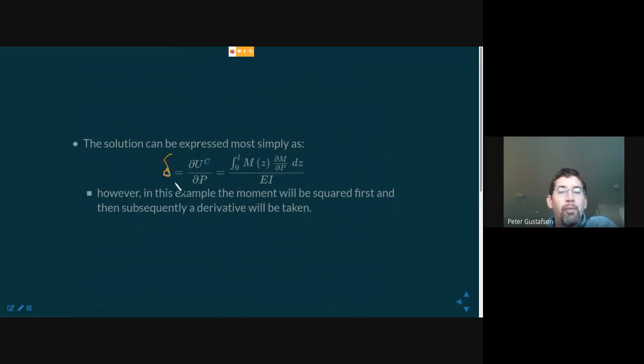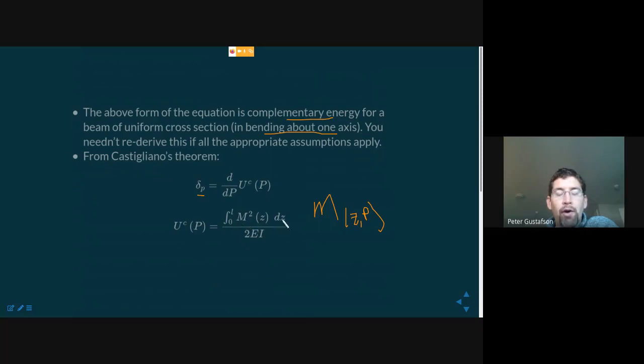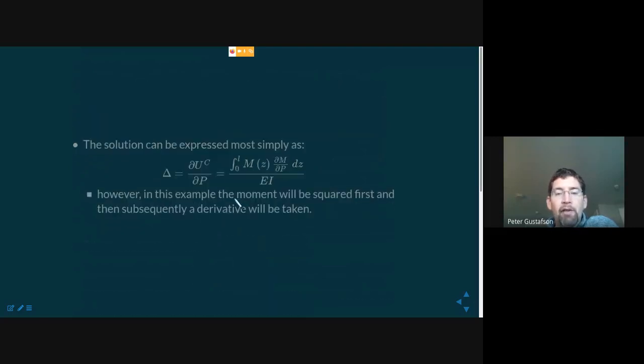For some reason, I got a typo. This would be delta, not capital delta, lowercase Greek delta, is equal to partial U_C partial P of the integral of... So here what I'm doing is I'm using what amounts to chain rule, I guess, to say that the derivative of the integral of m squared dz with respect to P can be expressed as m(z) times the derivative of m with respect to P, and then all of that integrated. So this form here is probably the simplest form.